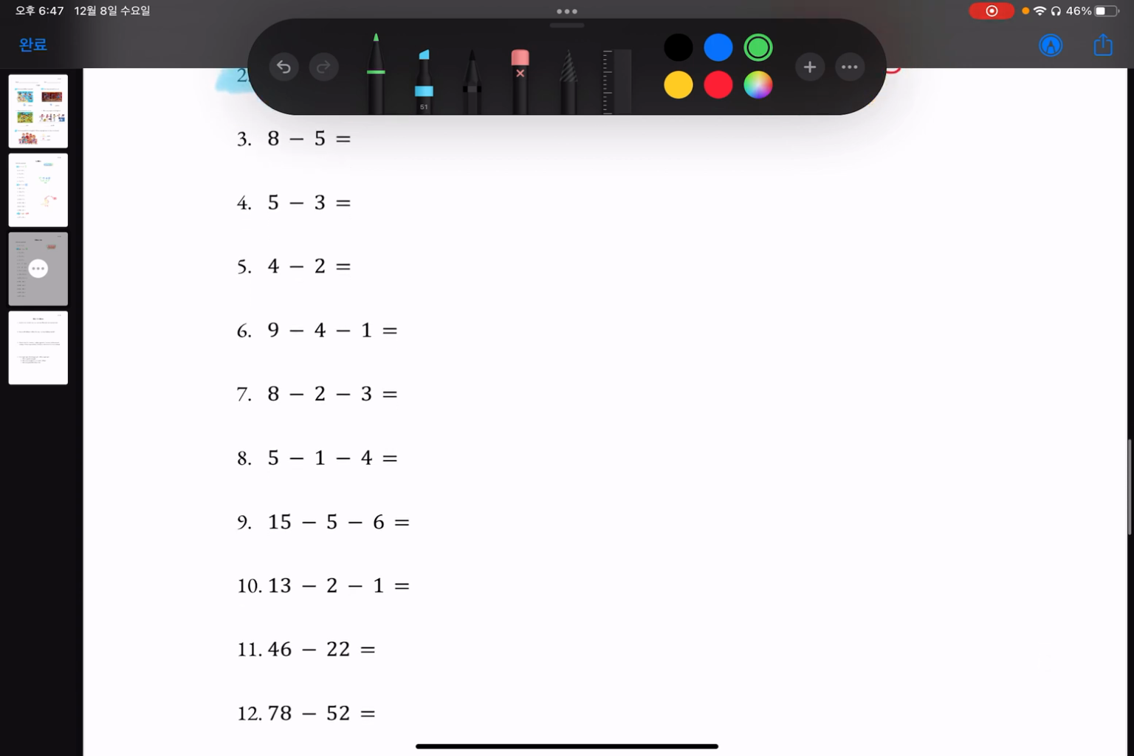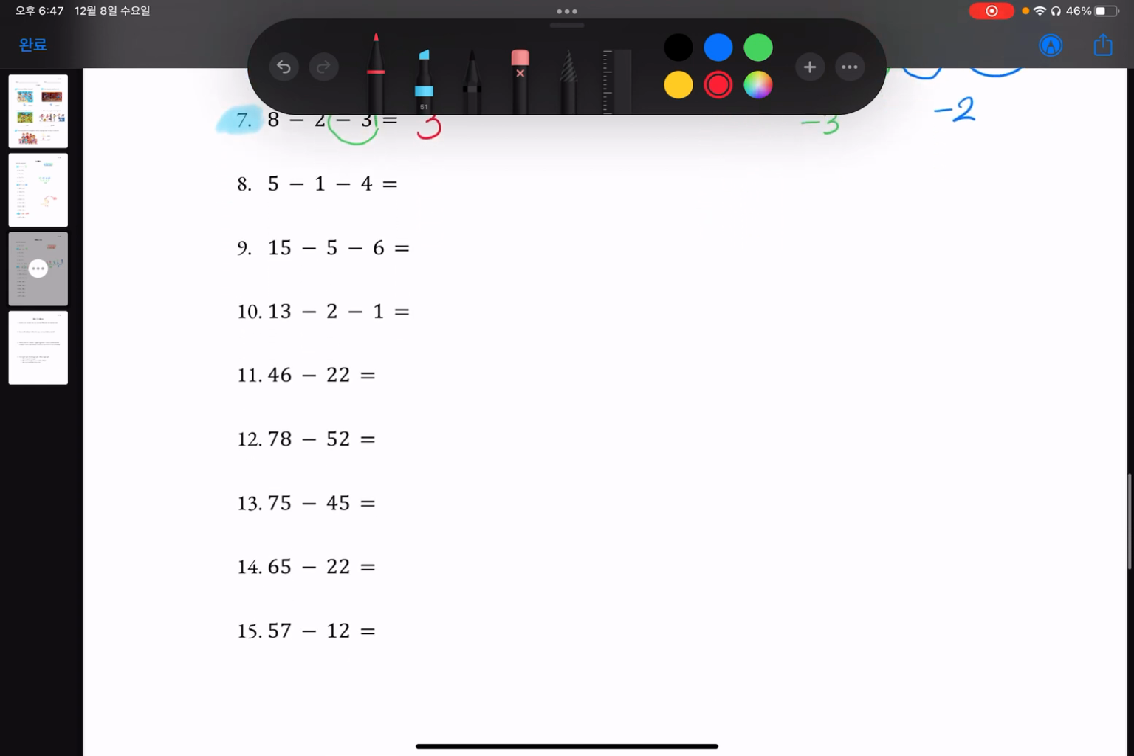Let's look at number 7. 8 minus 2 minus 3. So let's use a step method. You start with 8 and now you move to the left first 2. When you count, you get 8, 7, 6. You have to count backwards. And from 6, you have to subtract 3 again. So you'll do 1, 2, 3, and count 6, 5, 4, 3. So the answer for number 7 will be 3.